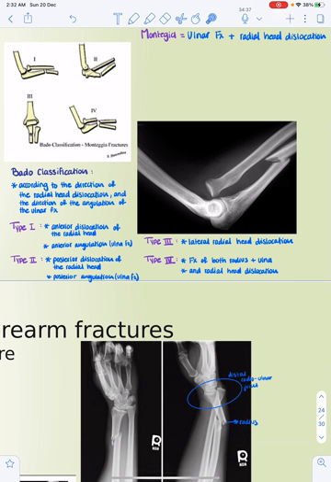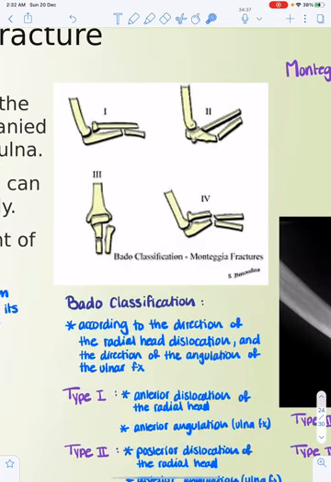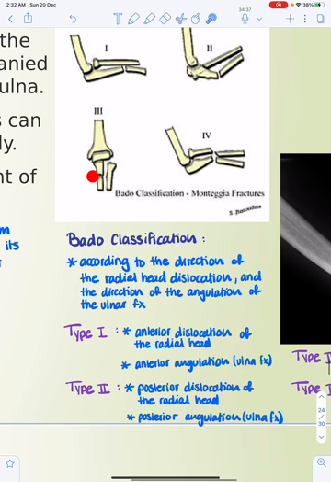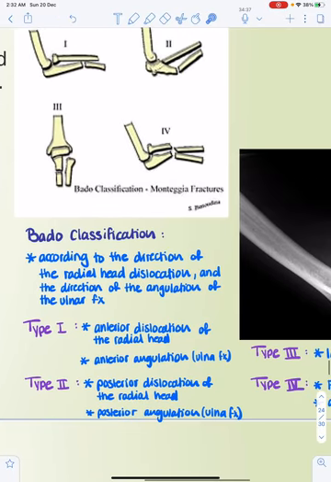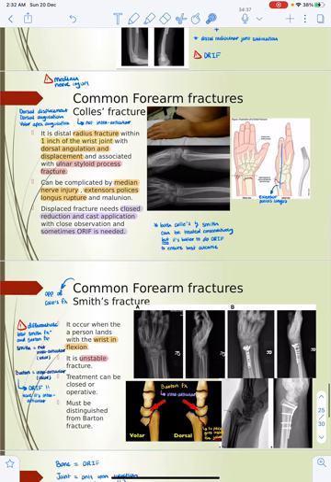We always said it's a fracture with a dislocation. So type 4 is the worst: fracture of the ulna, fracture of the radius with radial head dislocation. The picture shows it: anterior dislocation, anterior angulation, posterior dislocation, posterior angulation. Here you have generally an ulnar fracture with lateral dislocation. And then here a fracture in both. Automatically that's type 4. So we covered everything.